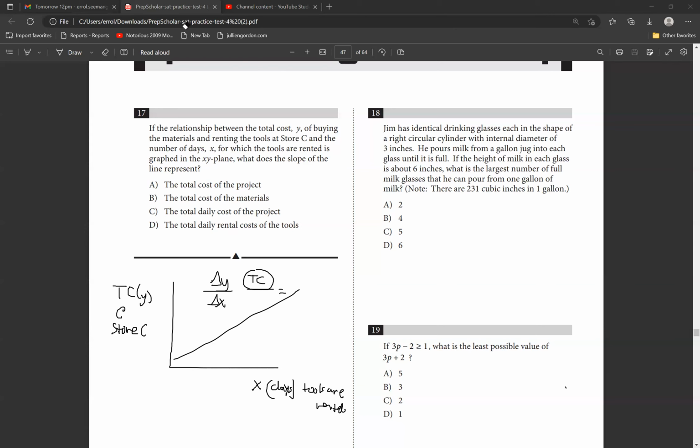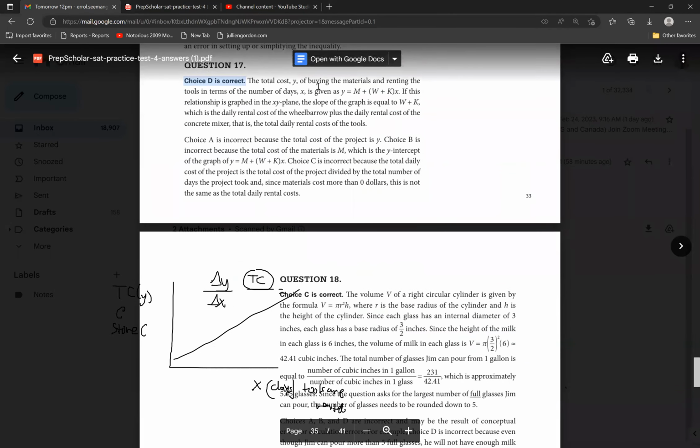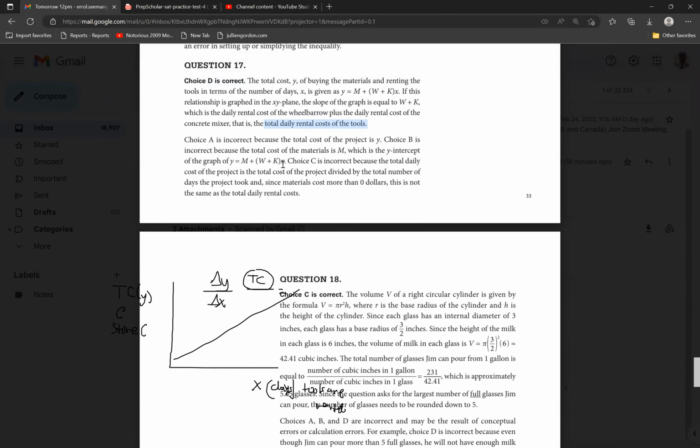17. The total cost Y of buying materials and renting the tools. If the relationship is graphed in the XY plane, the slope of the graph is equal to W plus K, which is the total daily rental cost of the wheelbarrow plus the daily rental cost of the concrete mixer. That is the total daily rental cost of the tools. Oh, okay. Actually, this is the same form as y equals mx plus b. If you rewrite this, that's your m right there, m times x, and this is your b. So they're asking what W plus K represents.